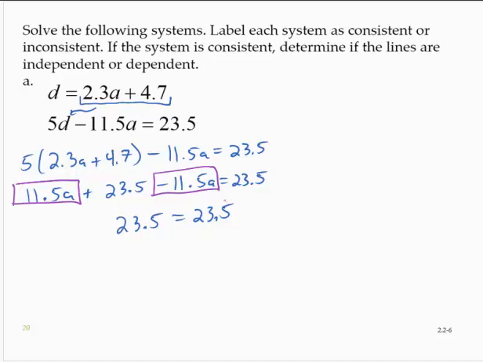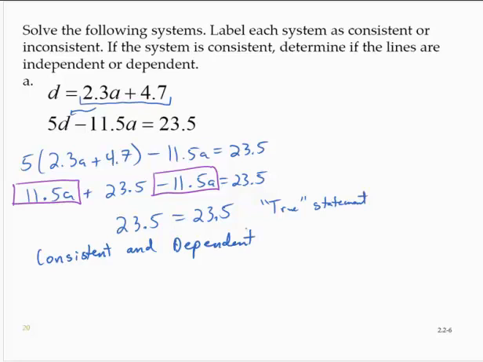And when we have a statement that looks like this, where the variables were both eliminated and we are left with a true statement, this is a true statement. What this tells me is that this is a consistent system, and it is a dependent system.